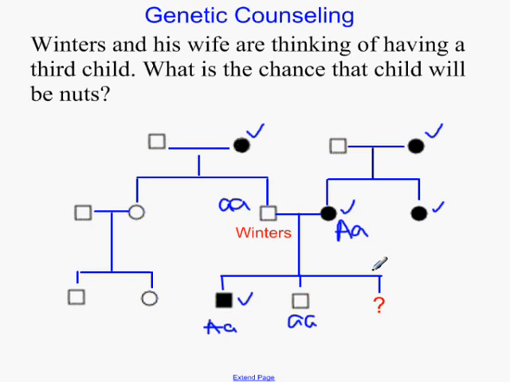And what is the probability that we would have another child who would be nutty or normal? Well, it could be normal if it's little a, little a, or it could be nutty if it's little a, big A. So the chances are, based on our analysis, 50%.